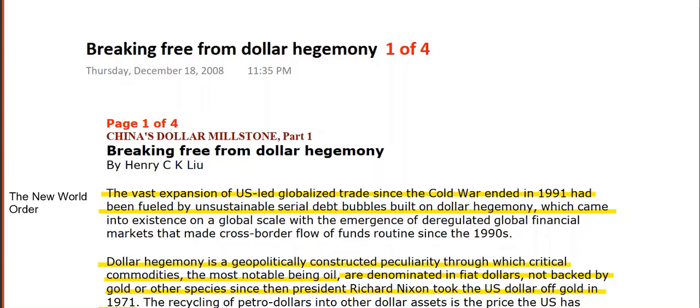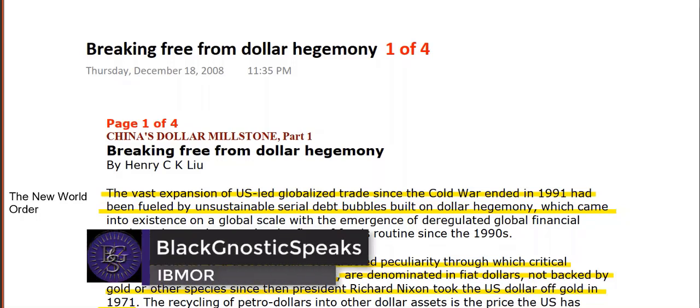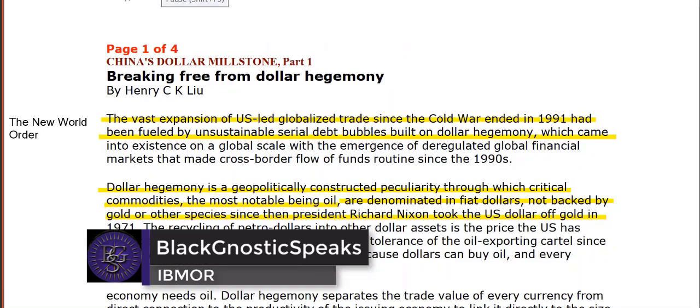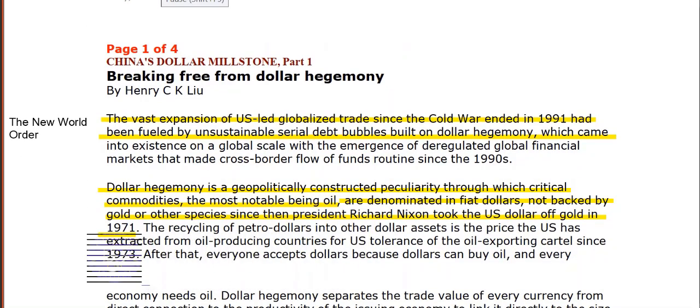Breaking free from dollar hegemony. China's dollar millstone, part 1. Henry C.K. Liu. The vast expansion of U.S.-led globalized trade since the Cold War ended in 1991 had been fueled by unsustainable serial debt bubbles built on dollar hegemony, which came into existence on a global scale with the emergence of deregulated global financial markets that made cross-border flows of funds routine since the 1990s.